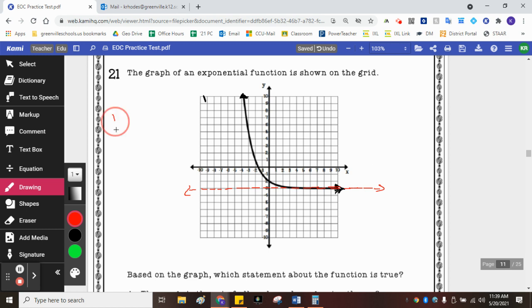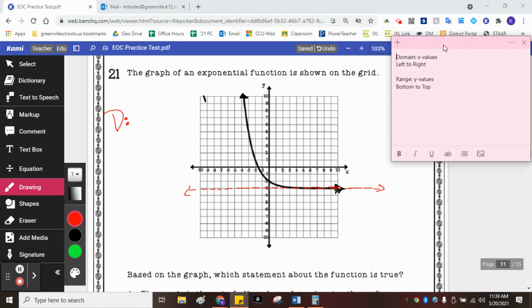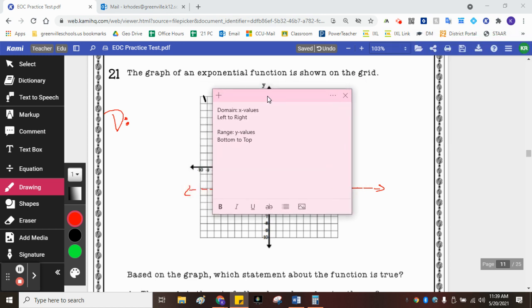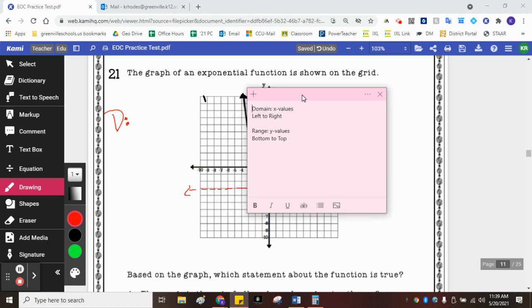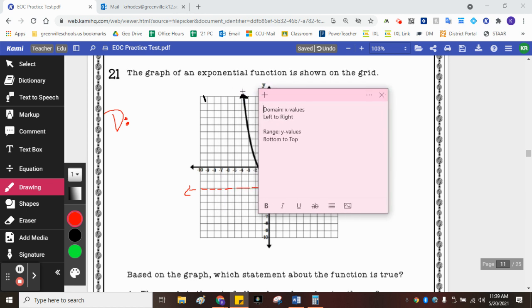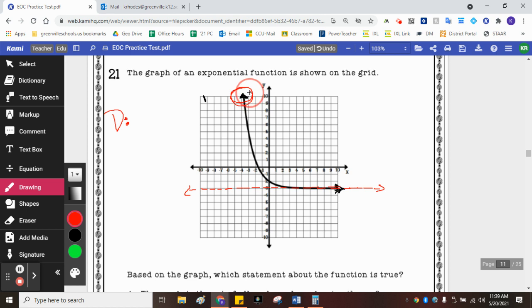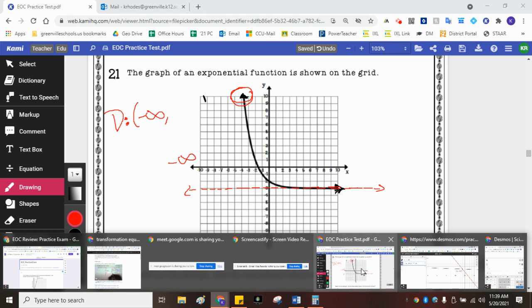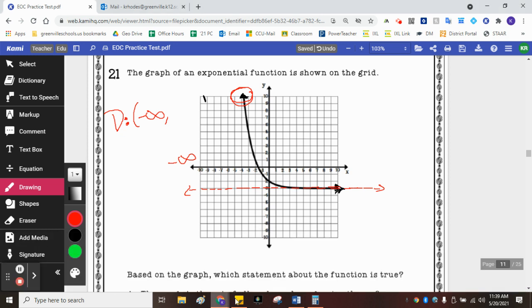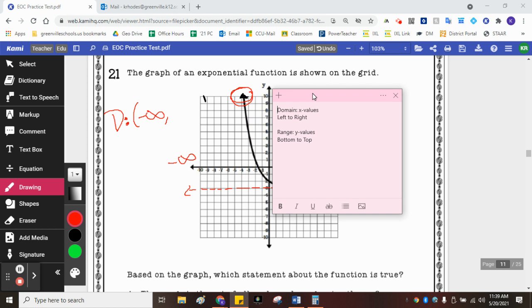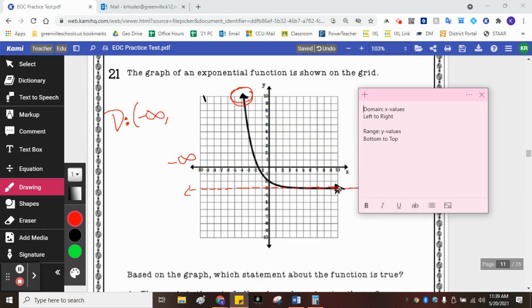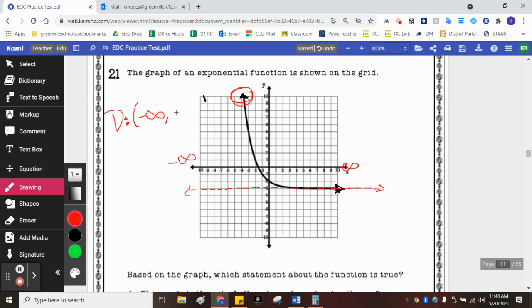So we're asked the domain and range. So let's find them. Domain is our x values. We start on the left, work our way to the right. The graph starts right here. That arrow is heading left forever. Because domain, we're just thinking left and right. I know it's headed up, but that's not what we're asked. Domain is left to right. So it's heading left forever. It's heading right forever. Right is positive infinity.